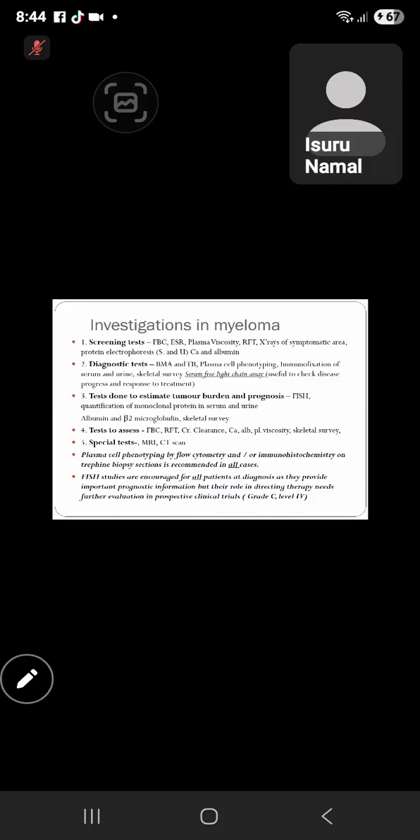Then tests to assess full blood count, renal function test, creatinine clearance. Those are the tests used to assess multiple myeloma. Then special tests are MRI and CT scan, right? Those are some of the investigation modalities in multiple myeloma, right?